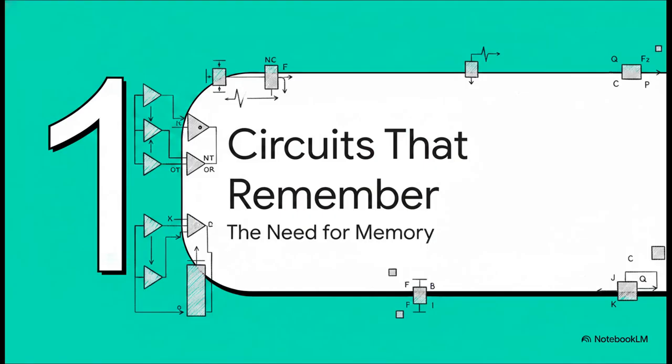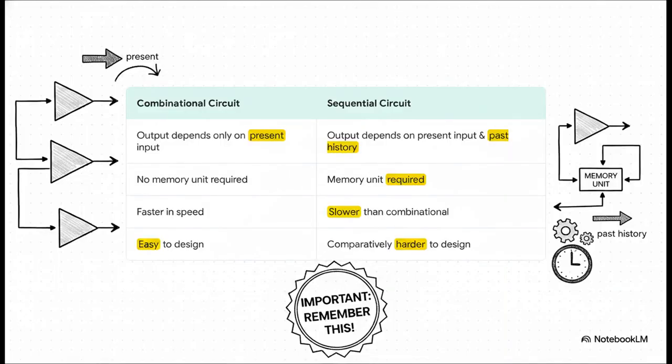So the answer, as you've probably guessed, lies in these special circuits called sequential circuits. And, to really understand them properly, the best way is to compare them with the circuits you already know pretty well, the combinational circuits. Okay, take a look at this table. It gives us a direct comparison, and I really want you to focus on the key differences here. With a combinational circuit, it's simple. The output depends only on the inputs you give it right now. It has absolutely no memory.